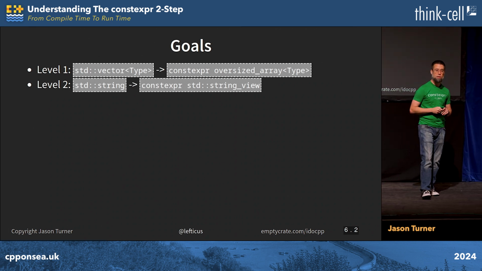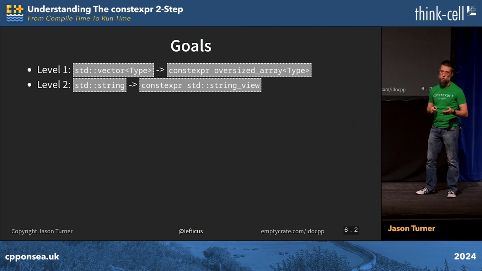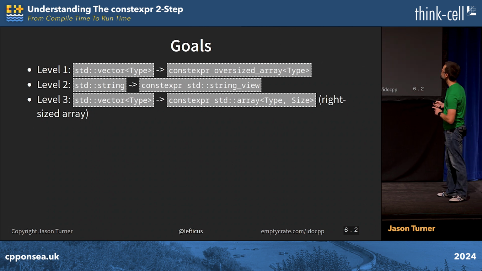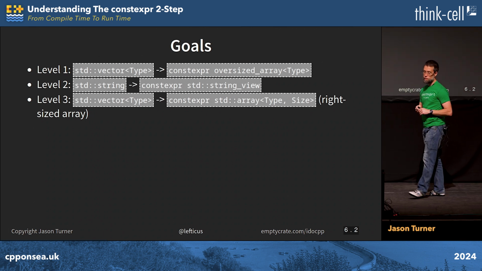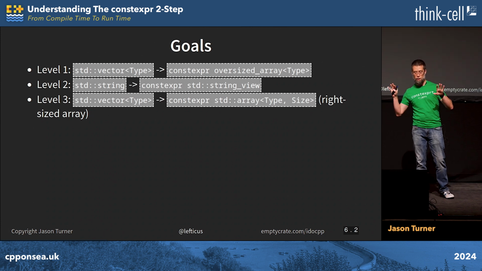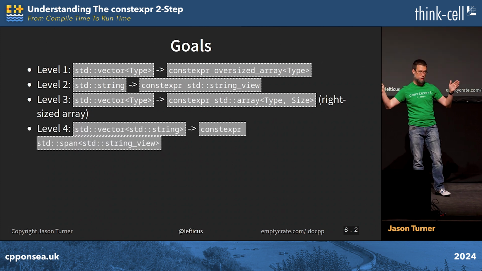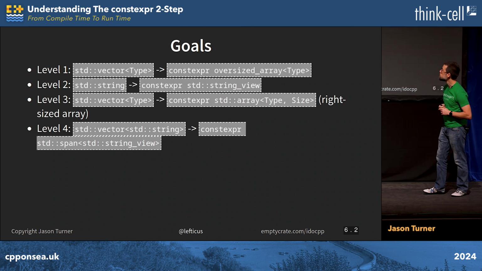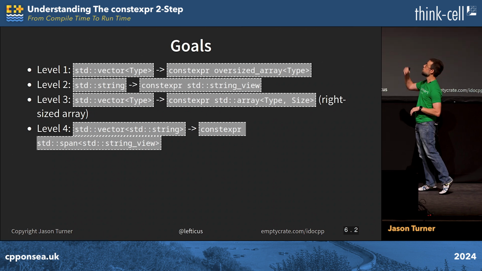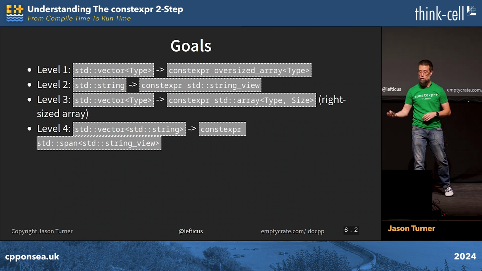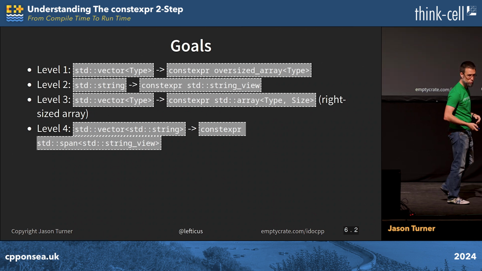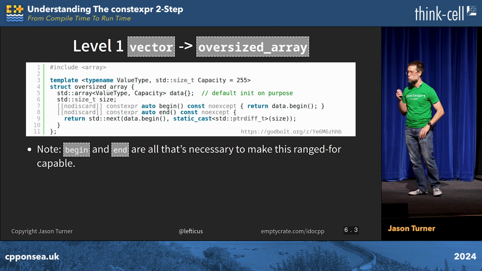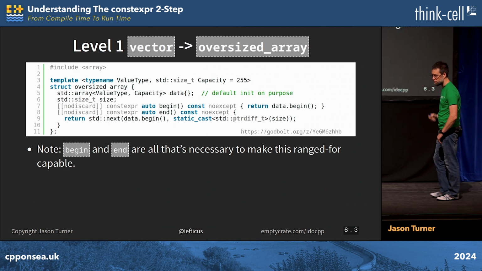Level two is to be able to take a string at compile time and return a constexpr string view into the data that was that string. Level three is to take a vector of something and now right size this thing. And we will demonstrate what this means. And then level four is to do something that is multiple layers, such as a vector of strings, and be able to return a constexpr span of string views into that thing. I feel like I'm gonna get some arguments with how I did this last one, assuming we get there.